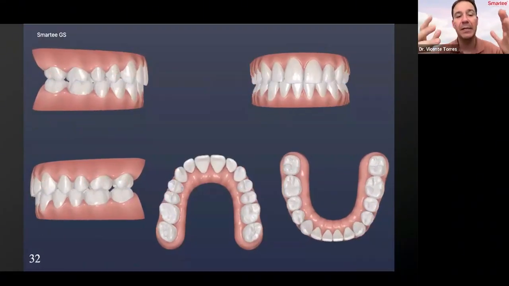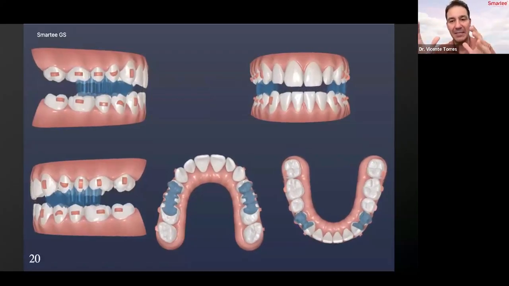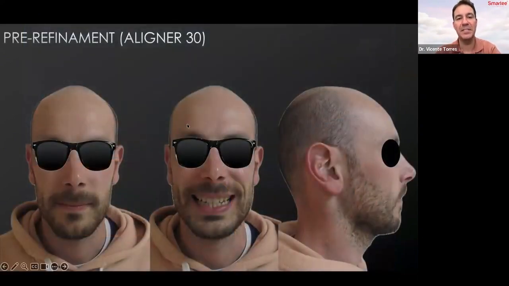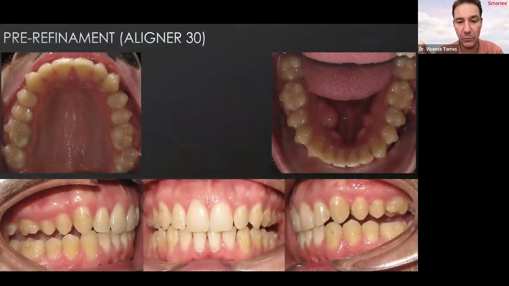In this case, my recommendation to the patient was to extract the wisdom teeth, because I want to distalize at the same time as making the mandibular advancement. And this is the patient at aligner number 30, exactly at the pre-refinement. What happens here? You can see we have this posterior open bite and this anterior contact. This is normal. In fact, this is one of the reasons our treatment plan is working really well.